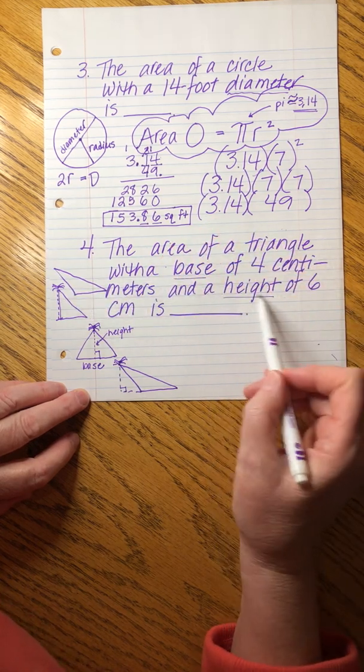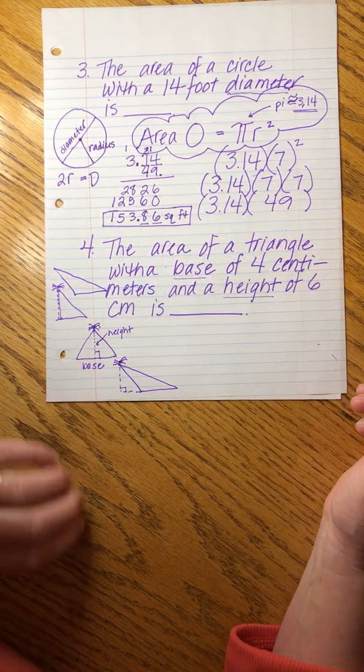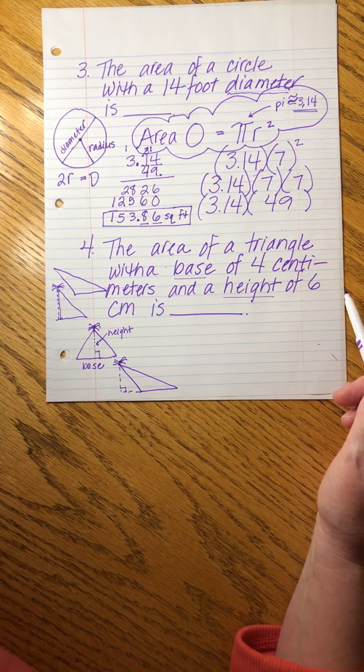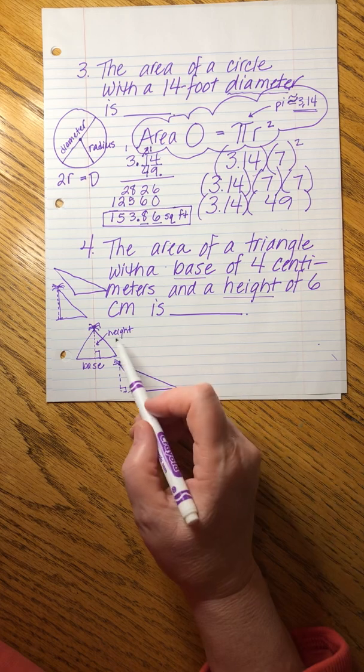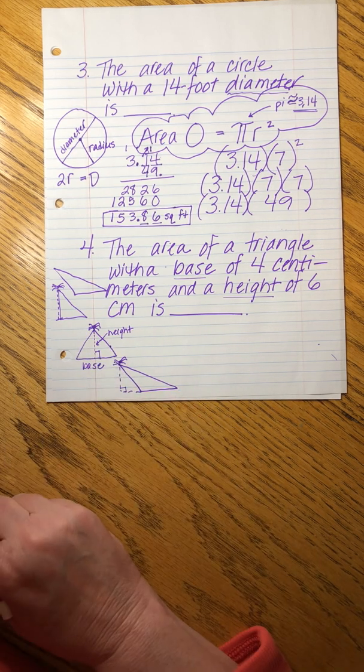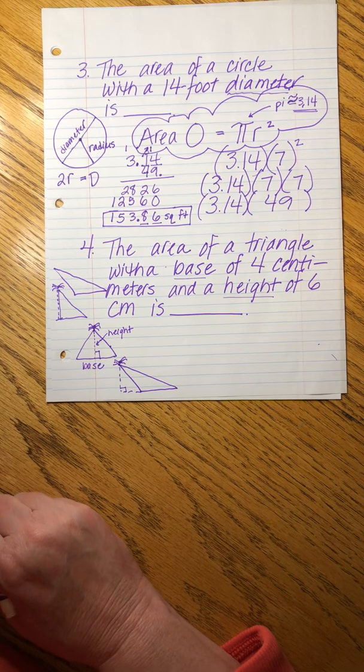And as long as they tell you very directly, then you're fine. But sometimes that's a little trick that gets thrown into problems, is that they'll tell you the length of the side and the height. So I want you to be aware that those are 2 different things.